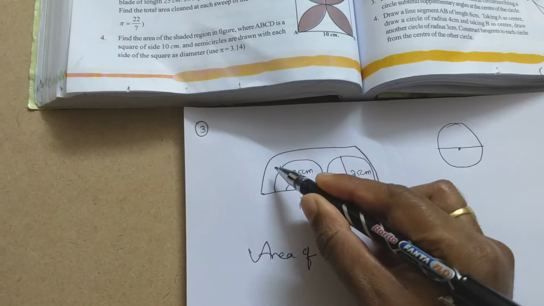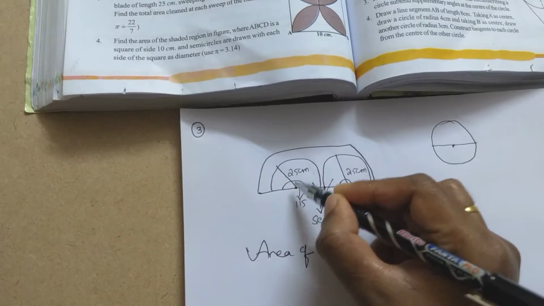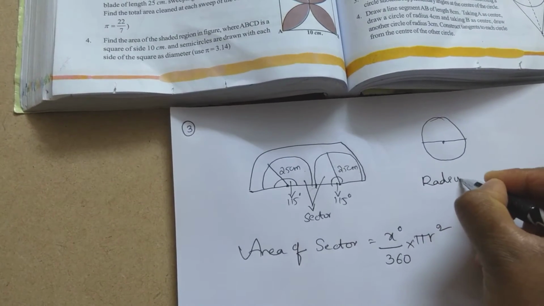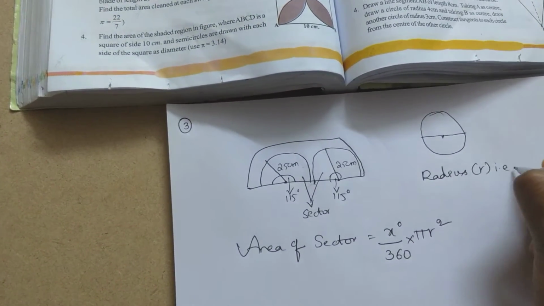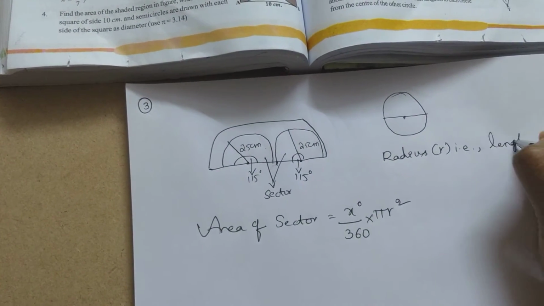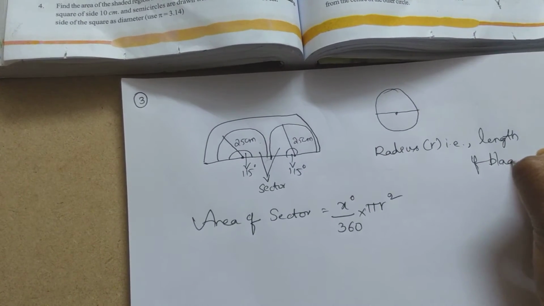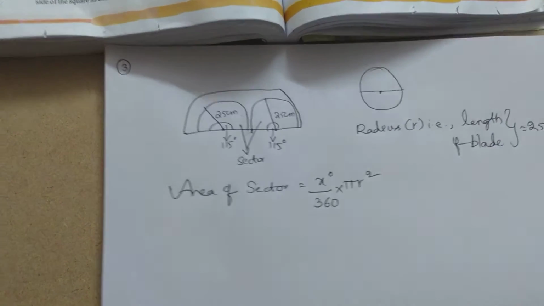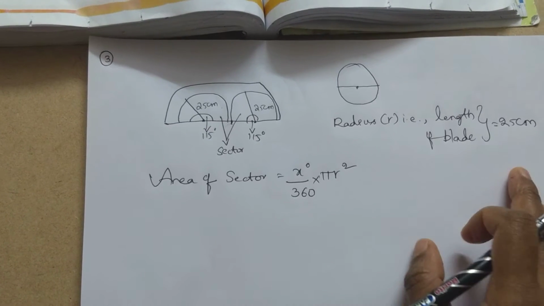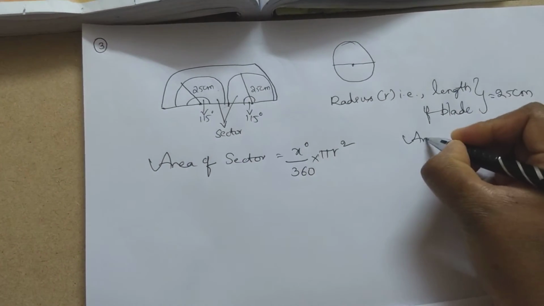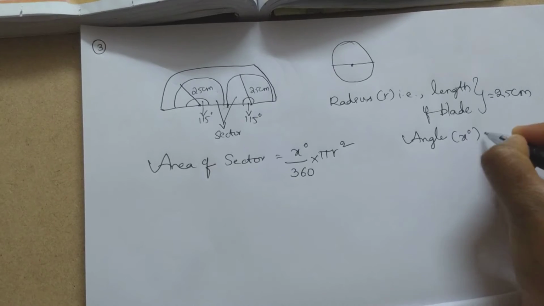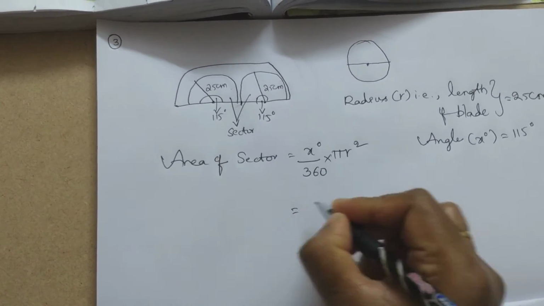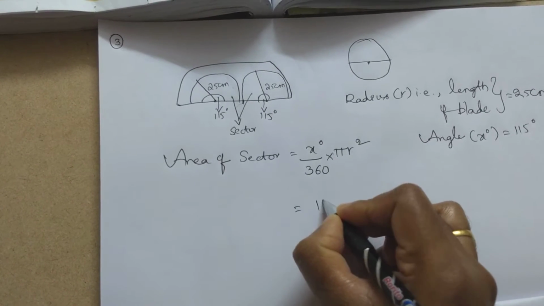See here, the blade moves, so from the center till the length of the blade, it acts as the radius, correct? Radius, write in brackets r, that is the length of the blade. Length of blade equals 25 centimeters, they have given in the question. And the angle, write in brackets x degrees, equals 115 degrees. Now let's substitute the values and simplify. Let's see what we get.